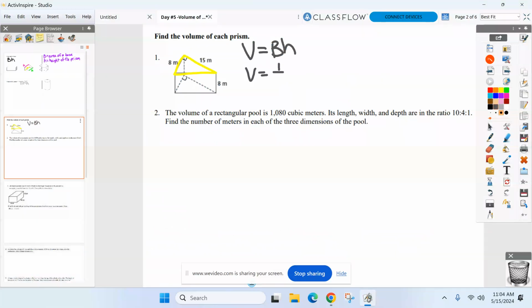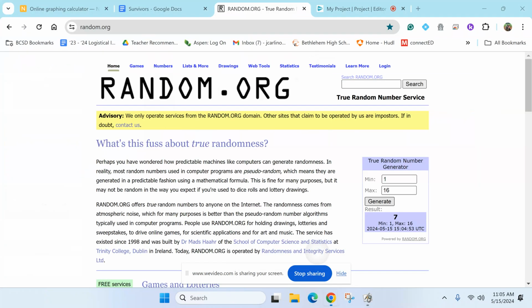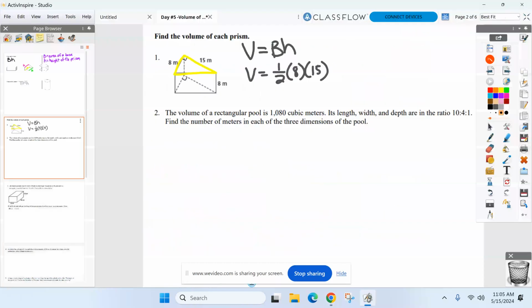Good. 1/2 base times height. And again, this is a right triangle. The legs are the base and the height. And what's the height of the prism for H? We talked about the height of the base, but what about the height of the prism? Amy, again? 8. Hey, everybody. Edge that connects the bases.